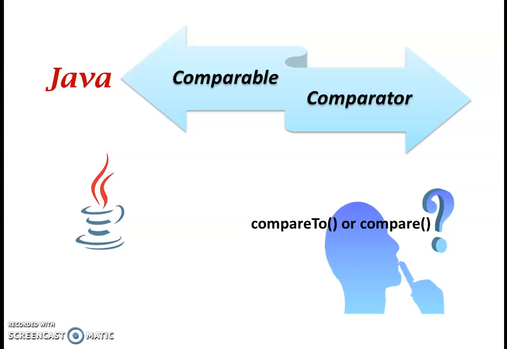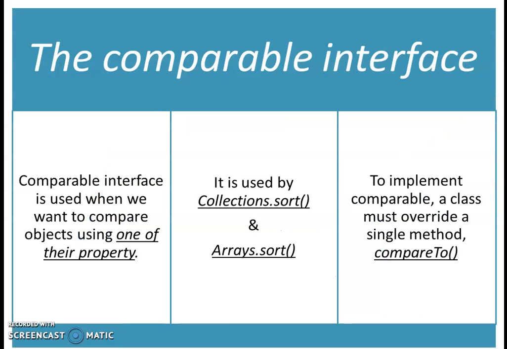First, we will understand the comparable interface. This is the interface that is used when we want to compare objects using one of their properties. It is basically used by the sort method of Collections and the sort method of Arrays, right? To implement the comparable interface, a class must override a method that is compareTo. This compareTo method is provided by the comparable interface. So we must override this method, right?